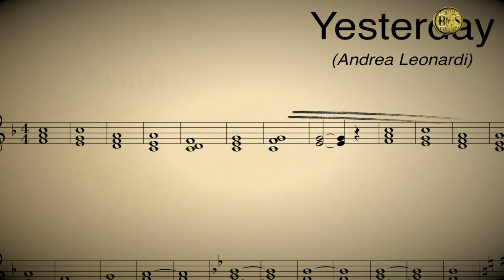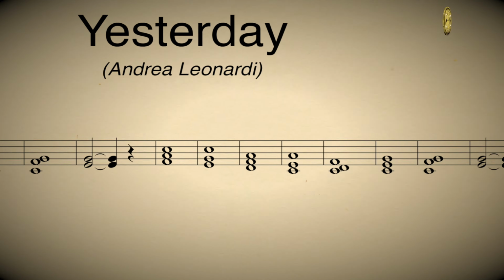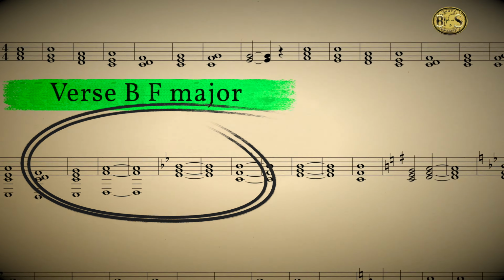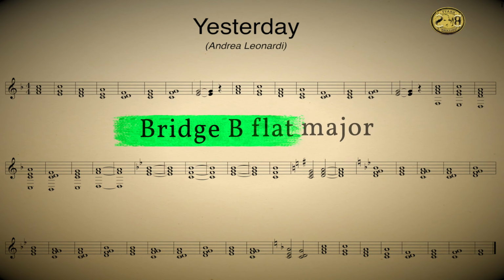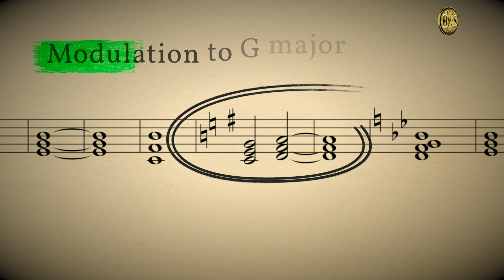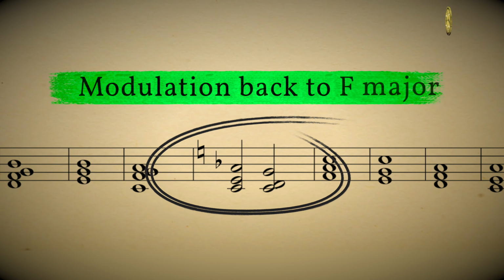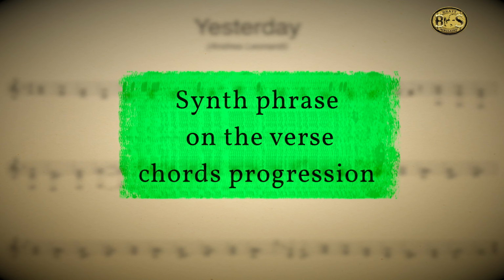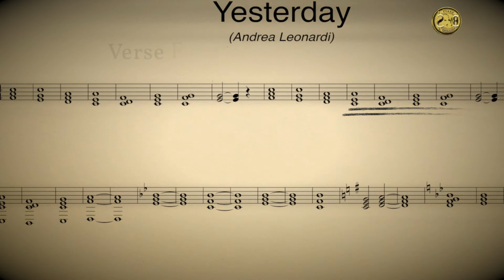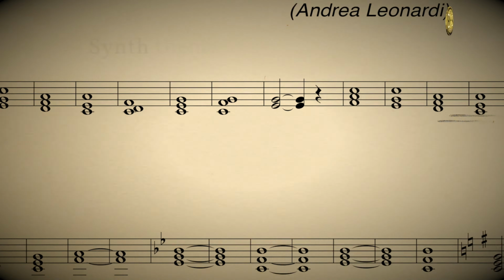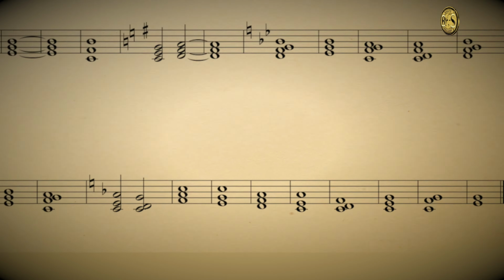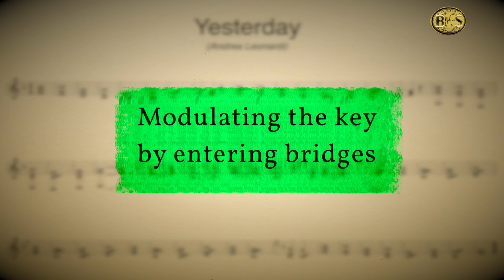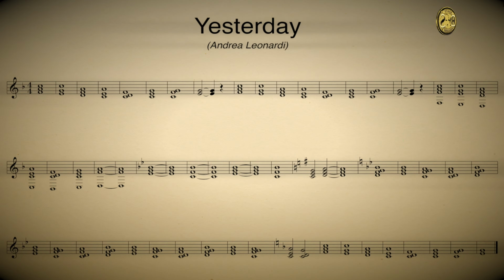A kind of descending fifths chord progression in the key of F major is used for both the synth phrase and all the verses. I kept B-flat major for the rest of the song, except for just a couple of short transitional modulations. By the way, it's quite unusual that I wrote the synth phrase on one of the verse chord progressions, but in this case, this harmonic sequence is so catchy and characterizing that I felt like doing it. Anyway, usually I'm used to modulating the key by entering every song's bridge, and this is the case as well.